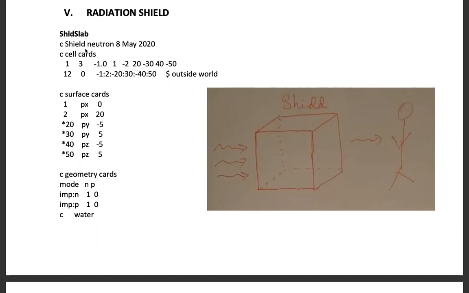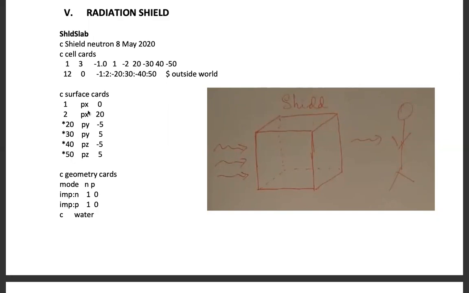So this is the MCNP file, again, 3 blocks: 1, 2, and 3. In the first block, I have the title card, that is slab shield, and I did the simulation on 8th of May 2020, and these are the cell cards. Now again, like Godiva, where I had a sphere, now I've got a cube. A cube has 6 surfaces, so I need 6 surfaces over here: 1, 2, 3, 4, 5, 6.